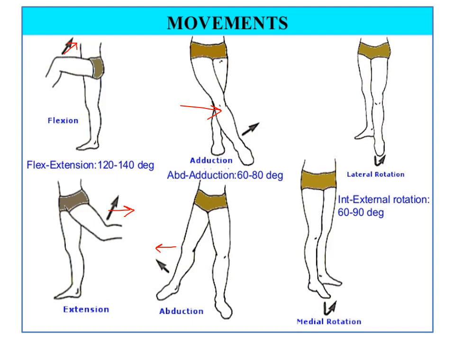Internal rotation and external rotation are similar to abduction and adduction. It's just that these are rotatory movements across the hip joint. For lateral or external rotation, we are rotating the thigh away from the midline. Internal rotation, we are rotating it towards the midline.